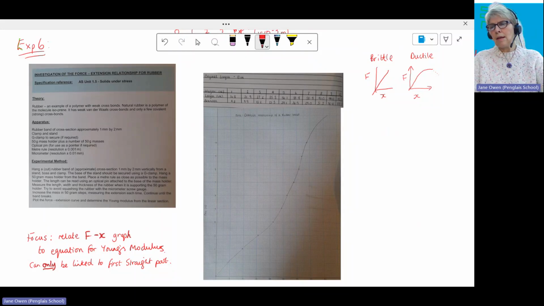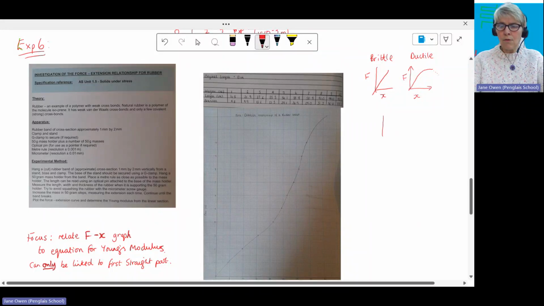But we can get the Young's modulus on the initial first bit, and likewise for the rubber, what we are going to expect is force against extension. We are going to expect something that looks like this on loading, and then on unloading it comes back to the origin, so force against extension.